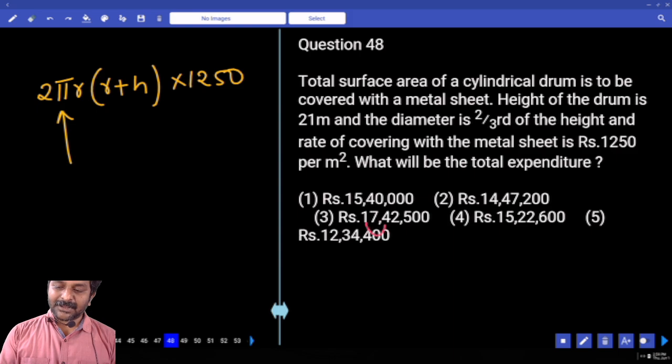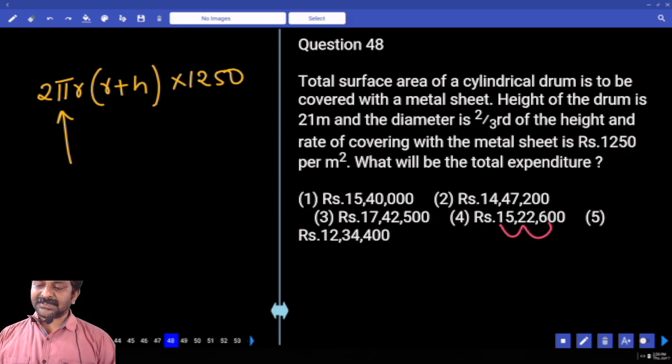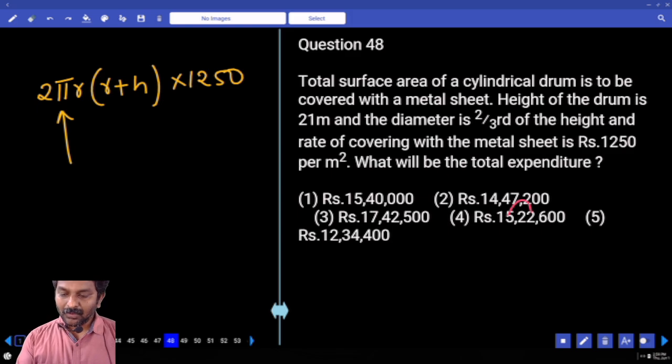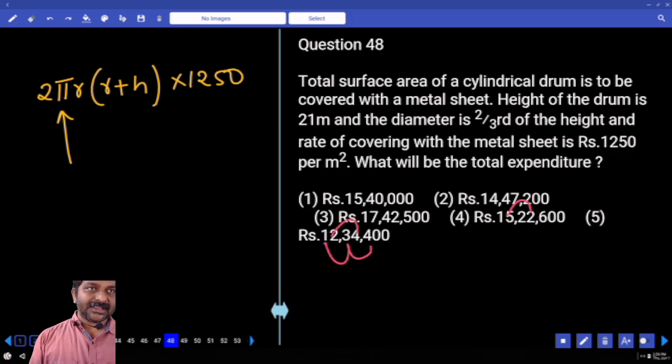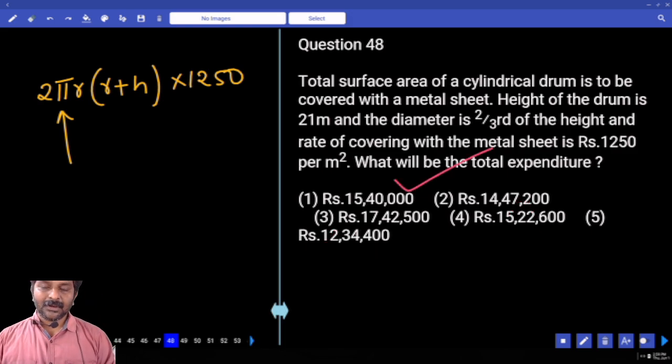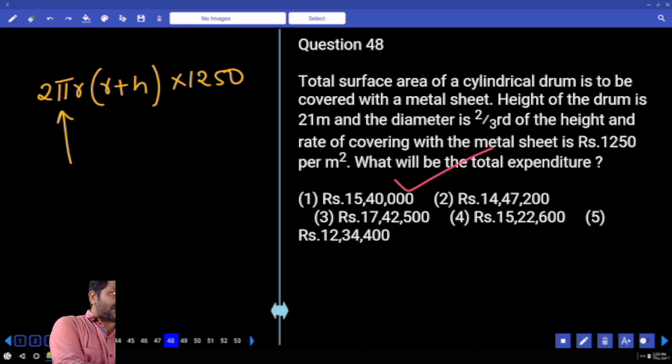Next third one, 1 plus 4 plus 5, 10. Other alternate 9. 11 multiple? No. 1 plus 2 plus 6, 9. Other alternate 7. Difference? No. 1 plus 2 plus 4, 8. Other alternate 6. Difference? No. So how many 11 multiples are there? Only one. 15,40,000. Final answer. Yes. If you want to calculate, yes.